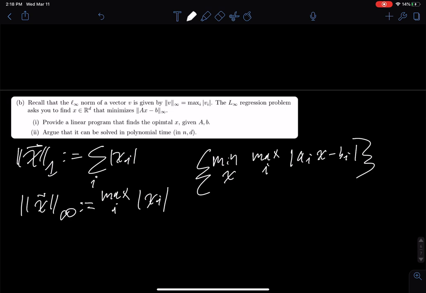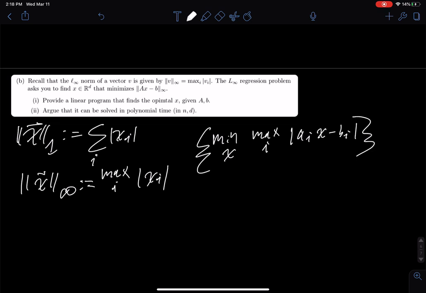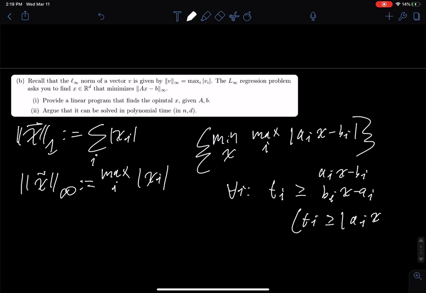Well, let's think it over. We still need to somehow get the absolute value of a sub i x minus b sub i. So we're still going to want constraints of the form t sub i, we're going to introduce the slack variables again, are greater than or equal to both a sub i x minus b i and b sub i x minus a i. This is going to, remember, have the effect of saying t sub i is greater than or equal to the absolute value of a sub i x minus b i. But how do we get the maximum of all these t i?